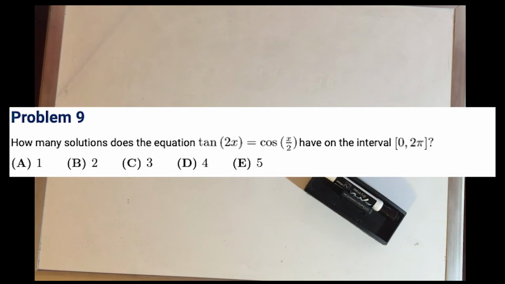Alright, let's move on to number 9. How many solutions does the equation tangent 2x equals cosine x over 2 have on the interval 0 to 2 pi?